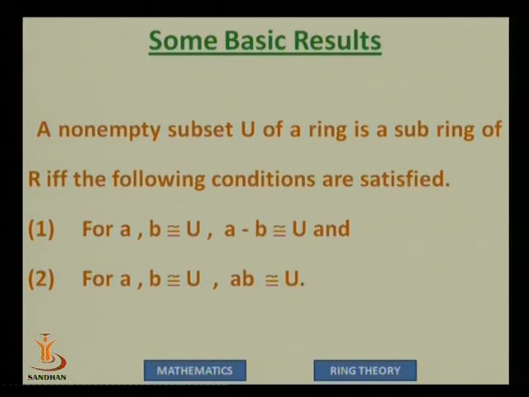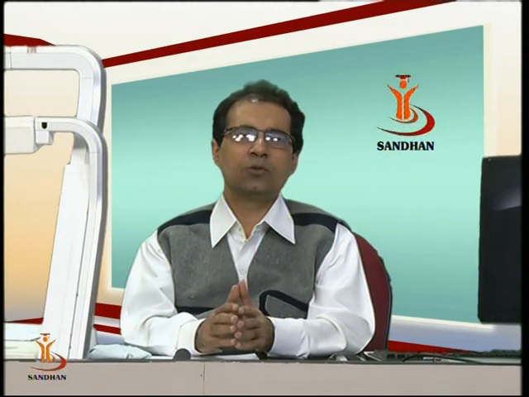Now here there is again a big rebate for us: we don't need to check all those 8 properties for U, because it's already a subset of a ring. So we'll have some concession. Only 2 properties are required.